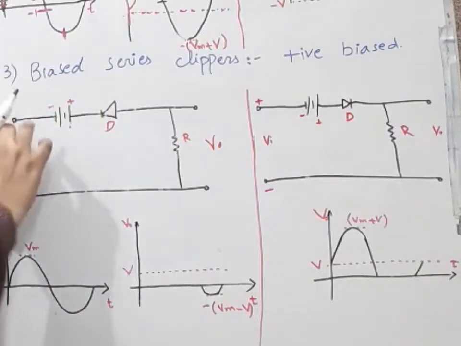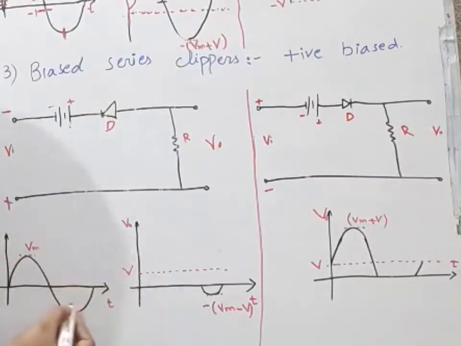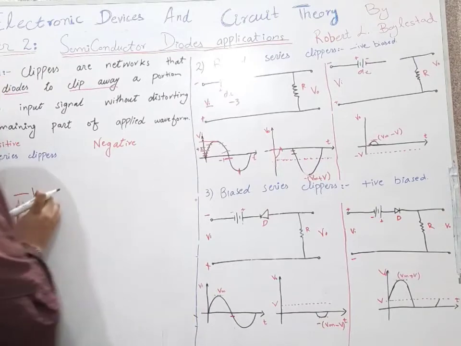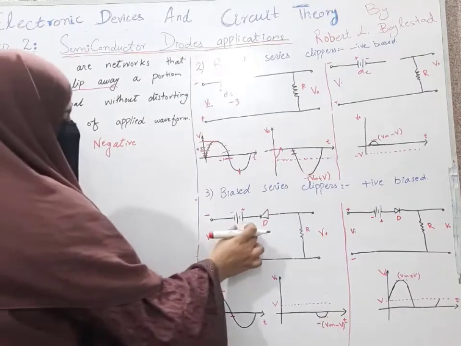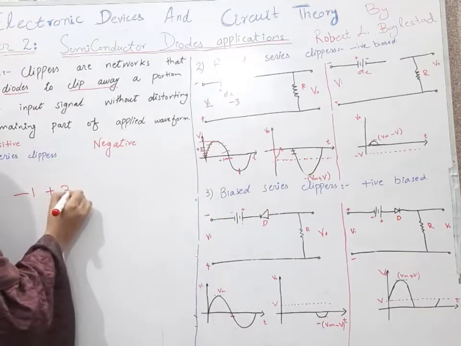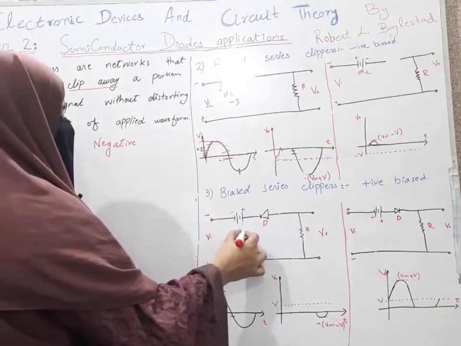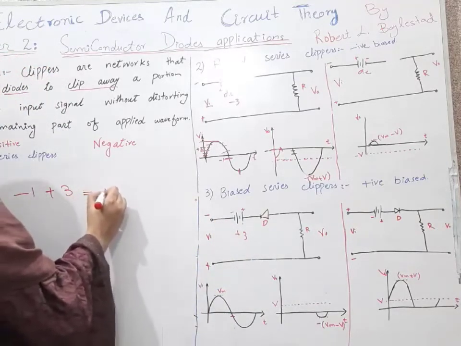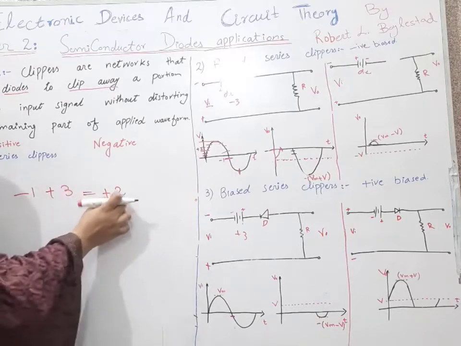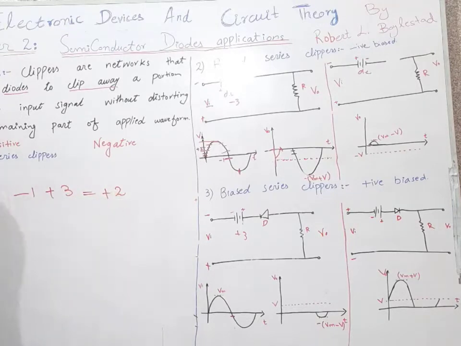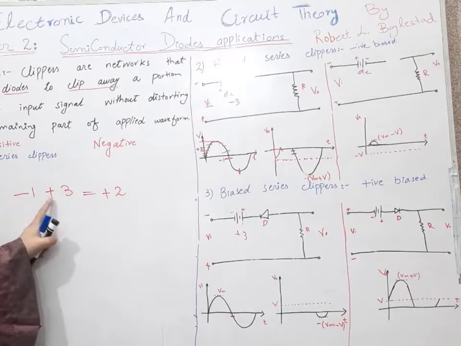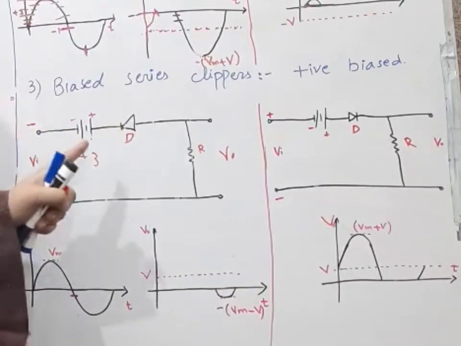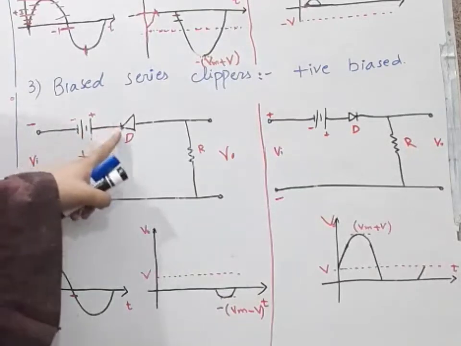For this, there is -1 for the negative half cycle of the input waveform, and for the battery we will have +3. Let us consider the battery potential is +3. So we will get finally +2. So here the battery is winning. The battery potential is positive, so the battery is winning and the battery tries to make it reverse biased.